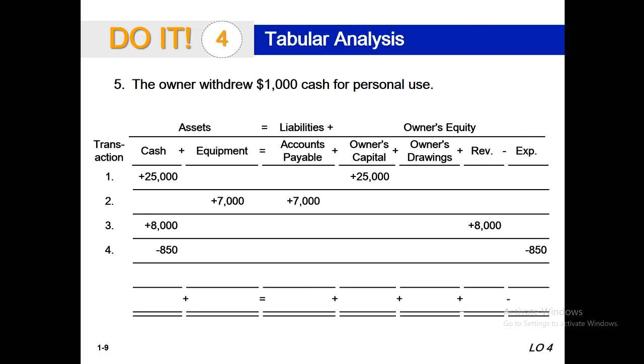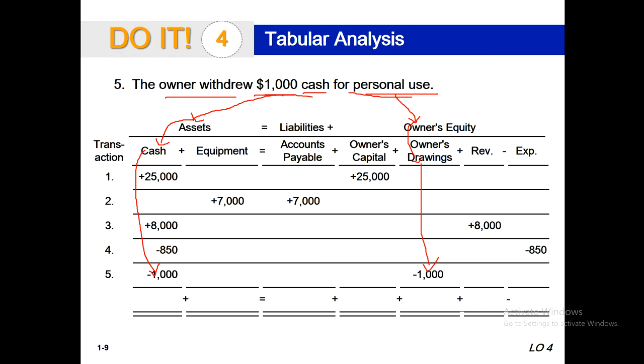Now the owner withdrew $1,000 cash for personal use. So here the cash, the asset, will be decreased. That means the cash will be decreased for this drawing of $1,000. And personal use, that means the owner's equity will be affected here. Which side? Owner's drawing. Here will be the owner's drawing. This $1,000 will be affected here.